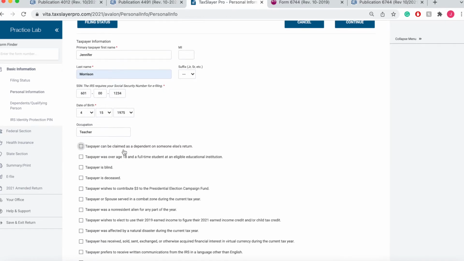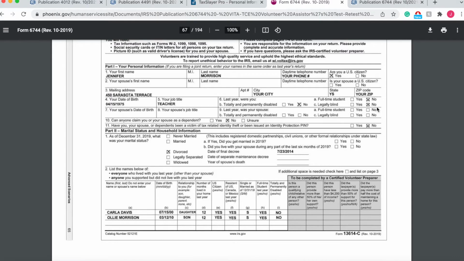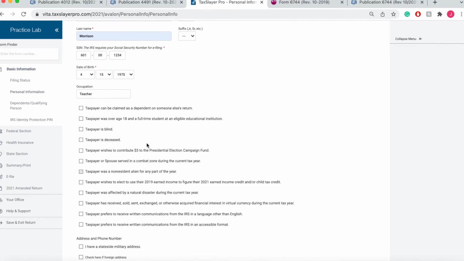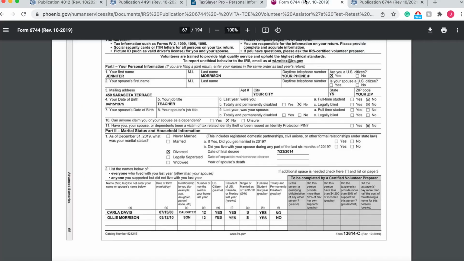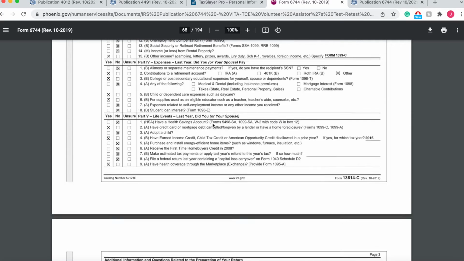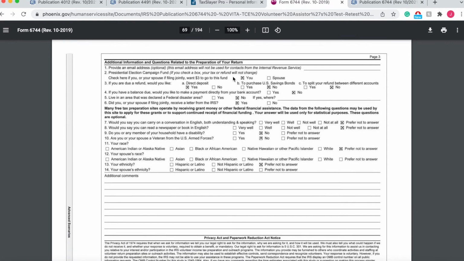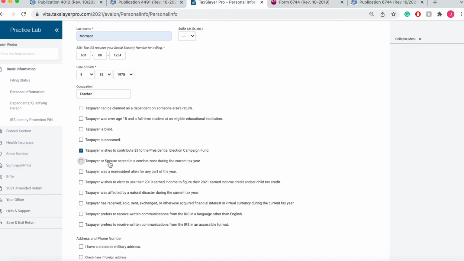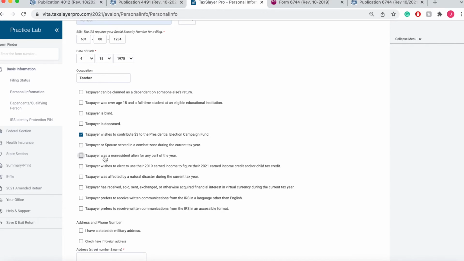So we know that she cannot be claimed as a dependent on someone else's return. Taxpayer was over age 18, full-time student. That doesn't apply. Taxpayer is blind. That does not apply. You see those check no on there, so we don't check it. The taxpayer is not deceased. The taxpayer does wish to contribute to the presidential election campaign fund, as you can see right here. So that's where we're getting that info from. Taxpayer served in a combat zone during the year. No, they were not a non-resident alien for any part of the year.